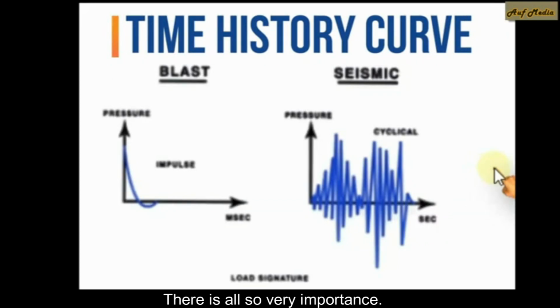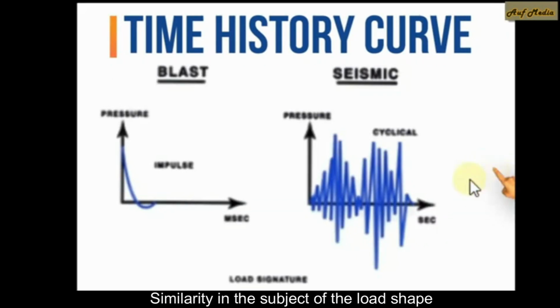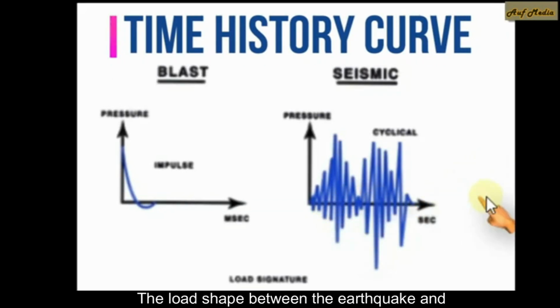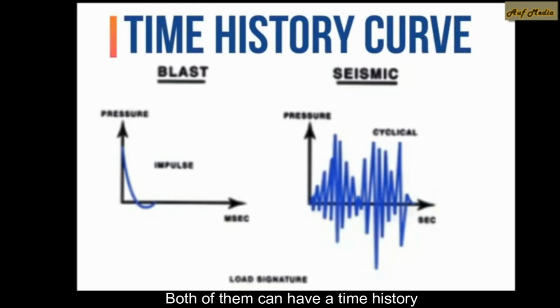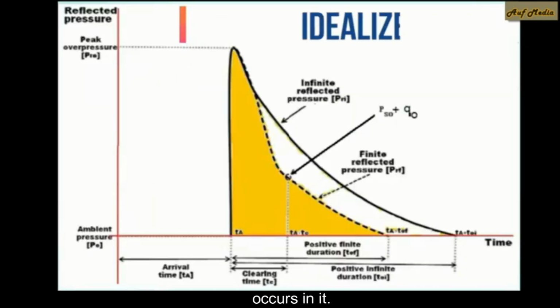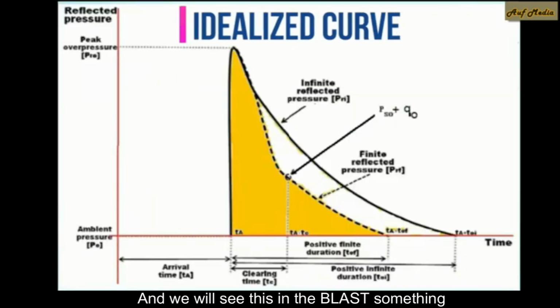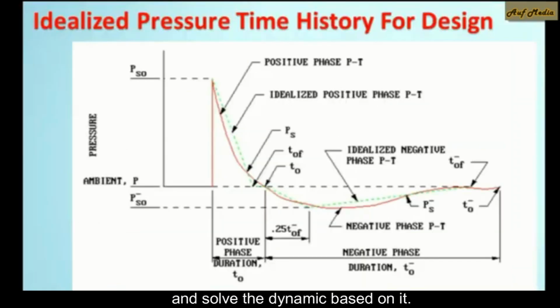There is also a very important similarity in the load shape itself between the earthquake and the blast. Both of them can have a time history because both are time dependent. The seismic load is related to time, to the duration that occurs in it, and the blast is also related to the duration that occurs in it. And we will see in the blast something called TD, the duration time. I can draw the time history of each one of them and solve the dynamic problem based on it.